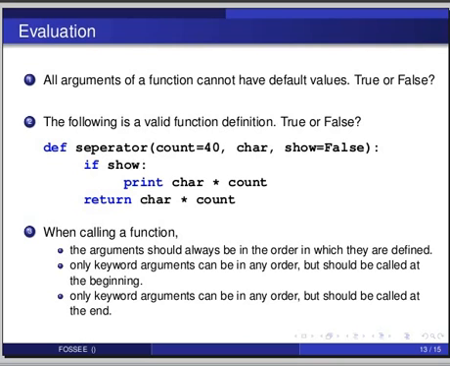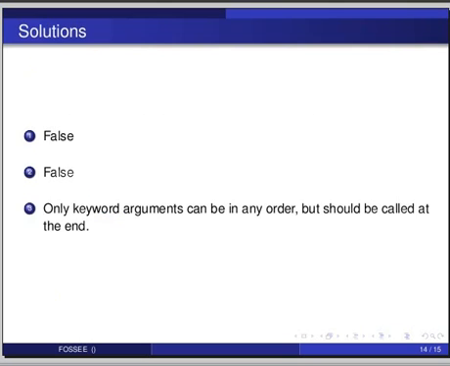And the third question is, when calling a function, the arguments should always be in the order in which they are defined. Then second option, the arguments can be in any order. The third option, only keyword arguments can be in order but should be called at the beginning. And the last option, only keyword arguments can be in any order and should be called at the end.